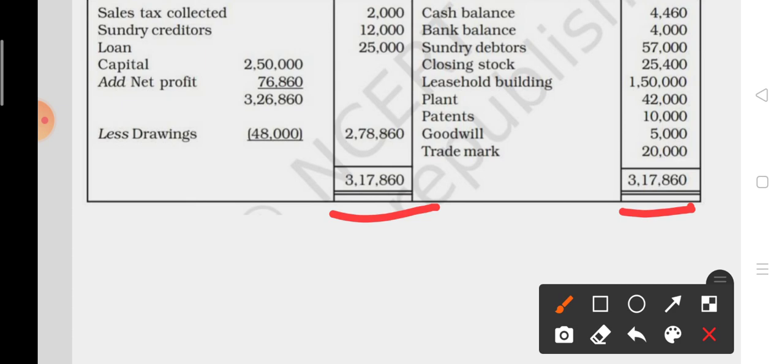So children, this is the trading account, profit and loss account and balance sheet. Generally in the exam, the trading account, profit and loss account and balance sheet will come from the adjustment chapter. This is the without adjustment question. So first prepare how to prepare trading account, profit and loss account and balance sheet, and after that in the next video we will do the same accounts but with the adjustment. So till now prepare well the trading account, profit and loss account and balance sheet.